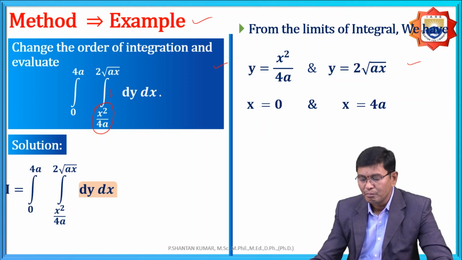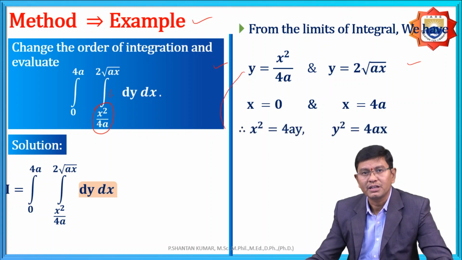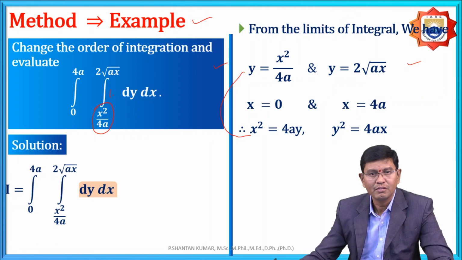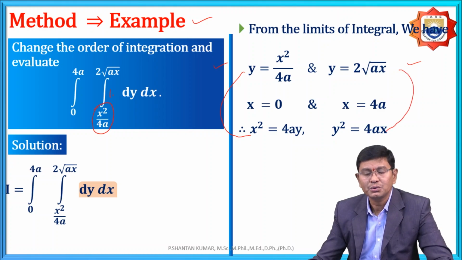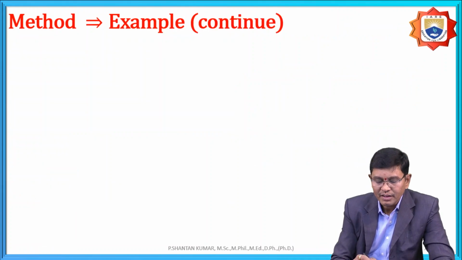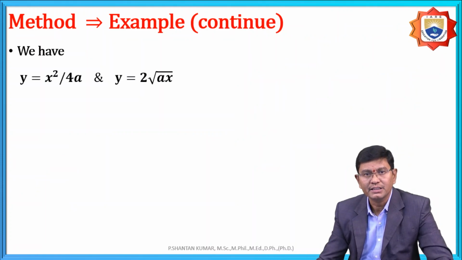Here, from the first equation it is clearly x square is equal to 4ay, and from the second equation y square is equal to 4ax. By solving these two equations, we obtain x is equal to 0 and x is equal to 4a, which are also the second limits. Here y is equal to x square by 4a and y is equal to 2 root ax, where the inner limits are in terms of x.